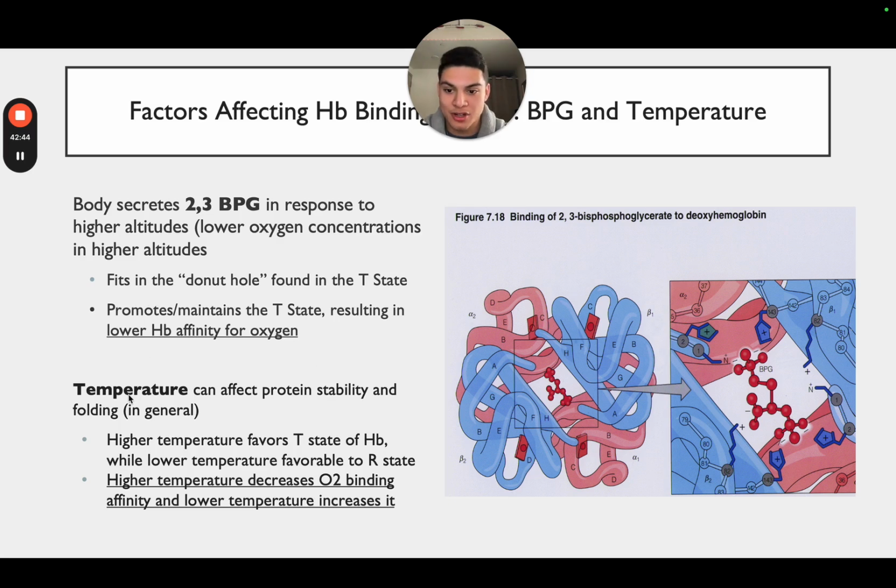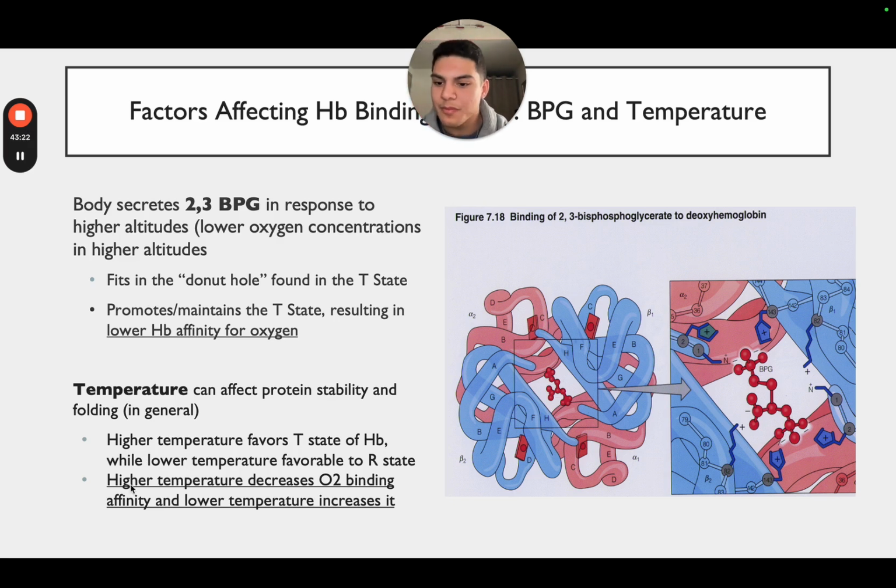And then there's temperature as well, which can affect protein stability. As you know, if you increase the temperature, it's going to denature the protein. And so higher temperatures favor the T state of hemoglobin, while lower temperatures are favorable to the R state. And this makes sense. When we're working out, we get really sweaty, we get really hot, our internal temperature increases a lot. When we're exercising and our temperature goes up, we need the oxygen to be delivered to our muscles. So it's an alternative explanation that makes sense physiologically: when we work out, we increase the temperature, we need the oxygen, we need hemoglobin to have this low affinity state so oxygen can be delivered to our muscle tissues.